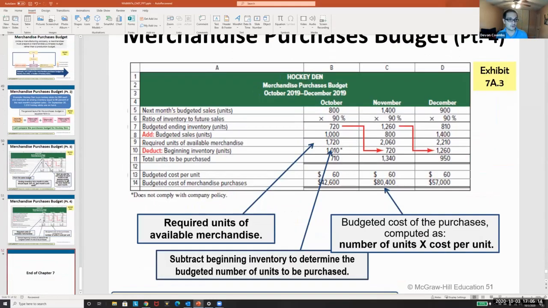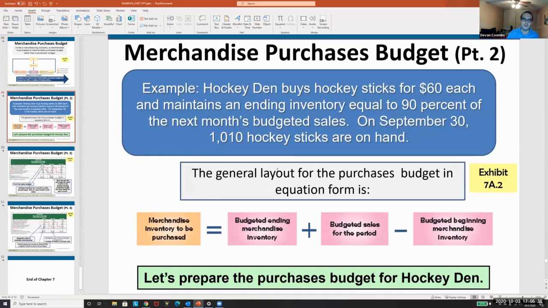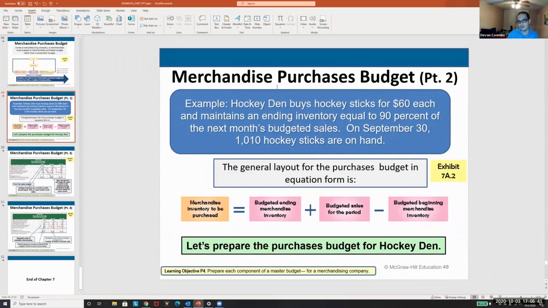And what if we were to do all this for a merchandising company? A merchandising company is a lot easier than our manufacturing because we're not building, we're just buying. So for merchandising, we just purchase. We just have a purchasing budget. We don't have to worry about direct materials, direct labor, manufacturing budgets, or any of that. So everything else is the same, but we're going to remove all these operational budgets we had in here. And so for the merchandising budget, instead of building the hockey sticks, we're going to buy them for $60 each and maintain an inventory of 90% of the next month's budgeted sales.